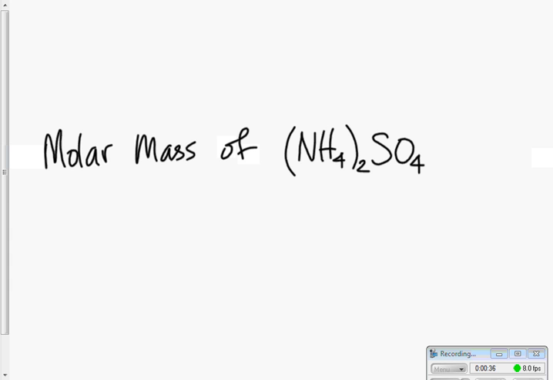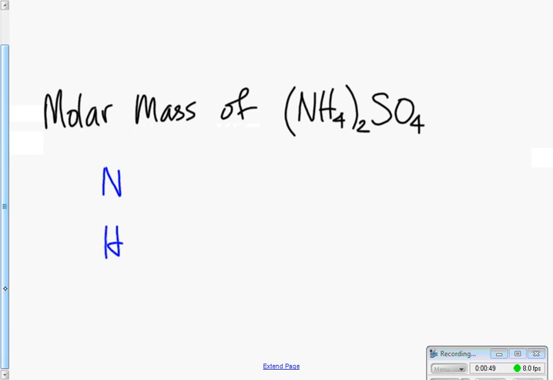So the first thing we should do is list out all of the elements we have, all the different ones. So in this one, if you count them up, you have a nitrogen, a hydrogen, a sulfur, and oxygen. Okay, so first step is listing them out. Second step will be to write down how many you have of each, because we're going to add up all of the parts. So you have to take into account how many nitrogens, hydrogens, sulfurs, and oxygens there are.